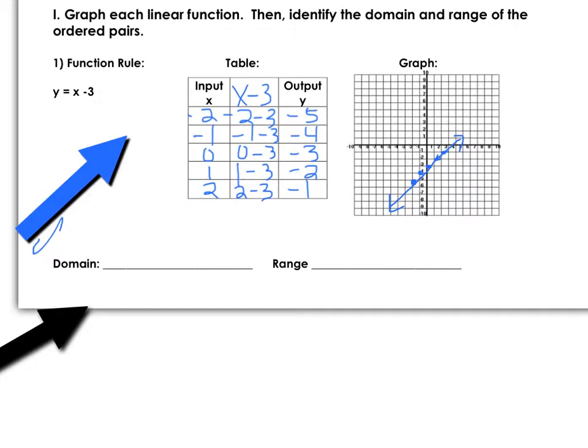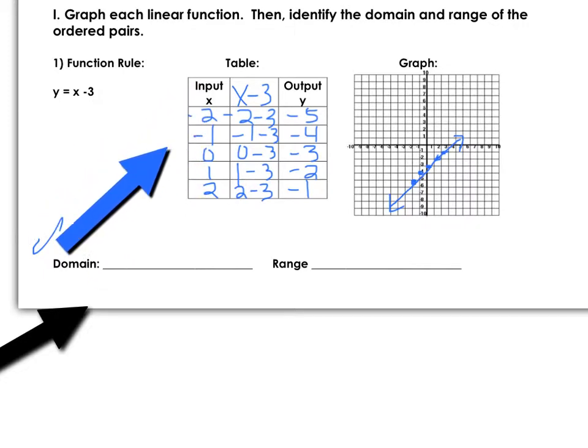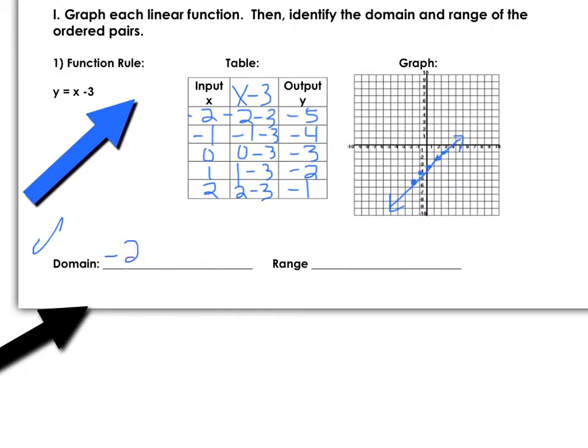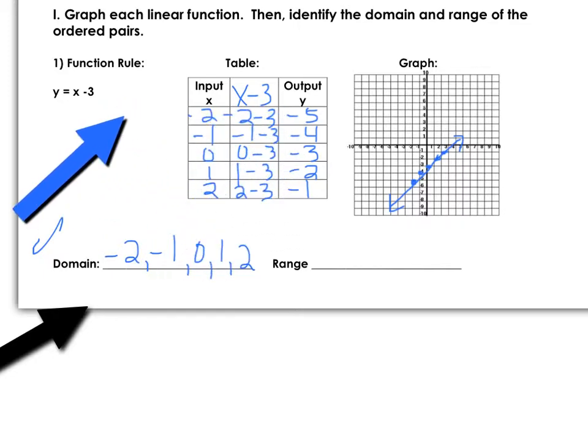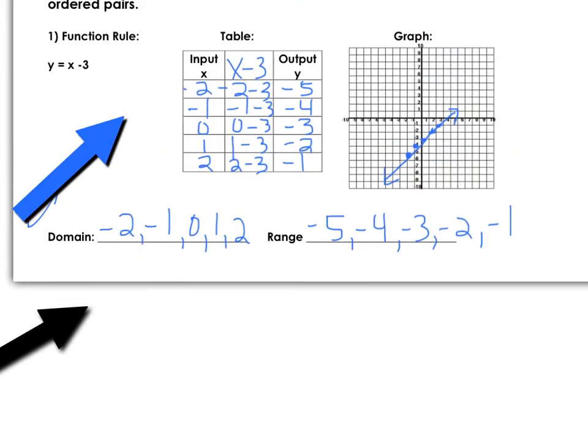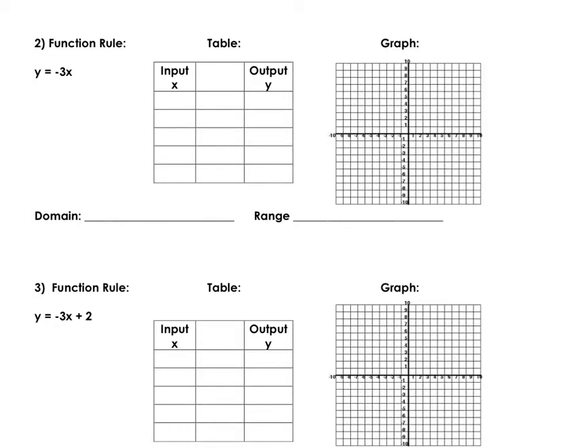And remember, the domain values are always your input values, so our domain is -2, -1, 0, 1, and 2. And our range is our output values. So we have -5, -4, -3, -2, and -1. Let's go ahead and take a look at another one here.